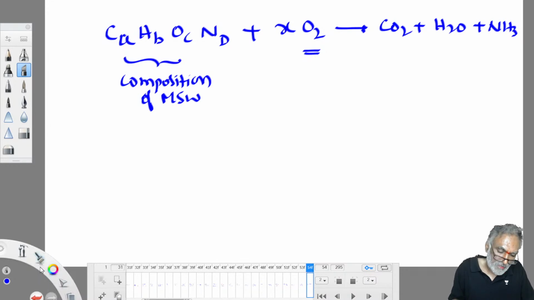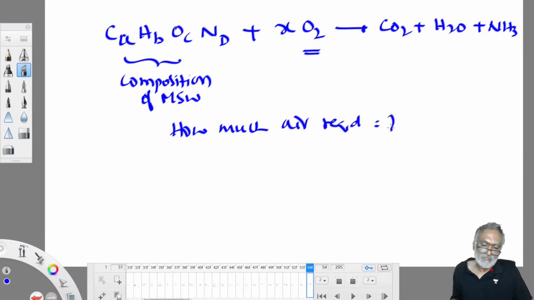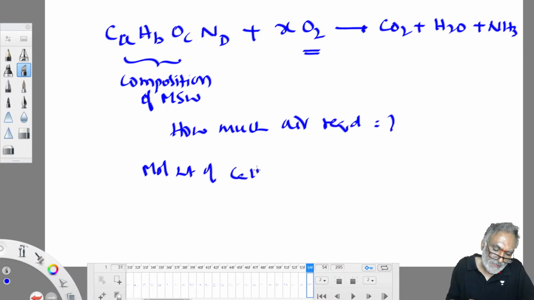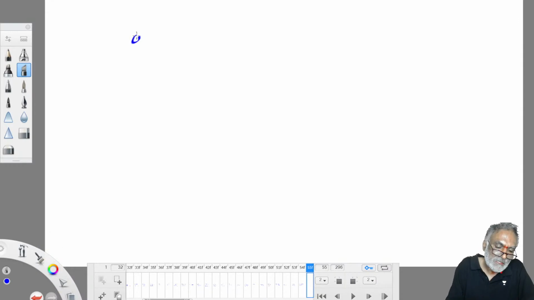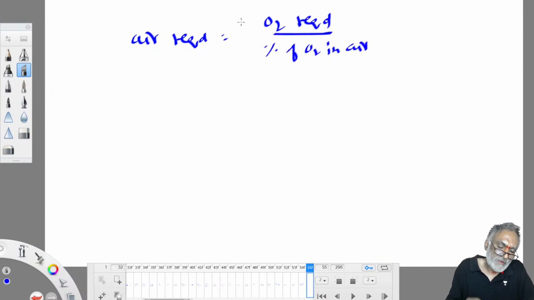Then you will find out. So how much amount of air required, how much oxygen required, how much air required, etc. they are asking, to decompose completely. In that case you have to find out this X value. Then you have to link between, find molecular weight of CaHbOcNd, find molecular weight of XO2, then you can find out oxygen requirement. So oxygen requirement you get, then you can find out air requirement. So air required is equal to oxygen required by percentage of oxygen in air. If you divide, you can get air required.